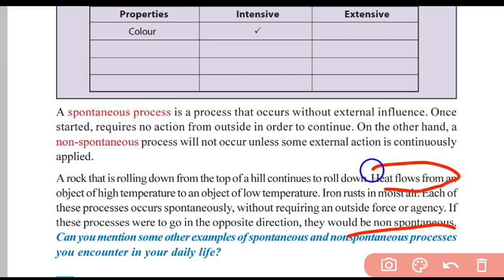It flows from high temperature to low temperature.